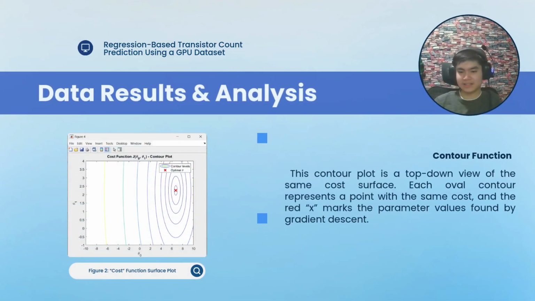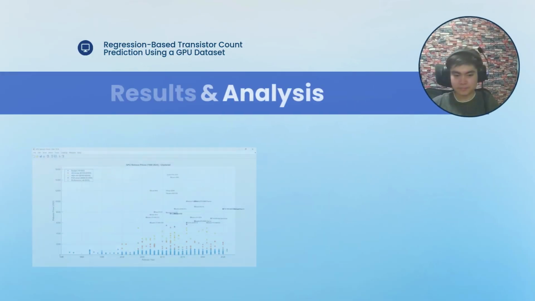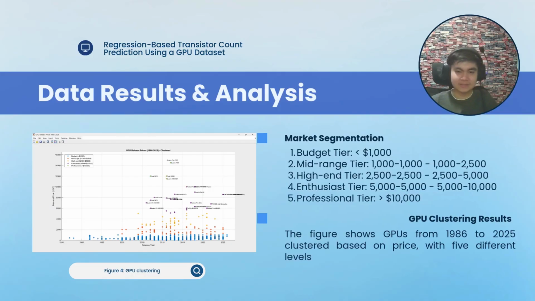And lastly is the contour plot, a top-down view, pretty much a figure showing how the program slowly but surely circled in towards the agreed upon theta value. That is denoted by x, just like in our lab activities. And next is our clustering.